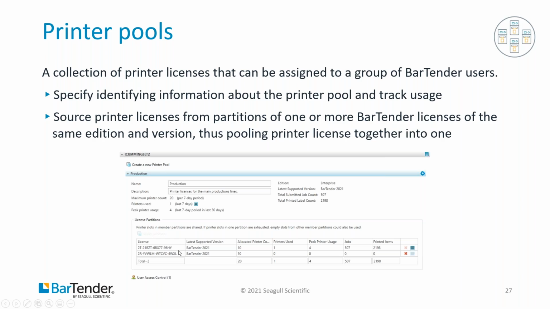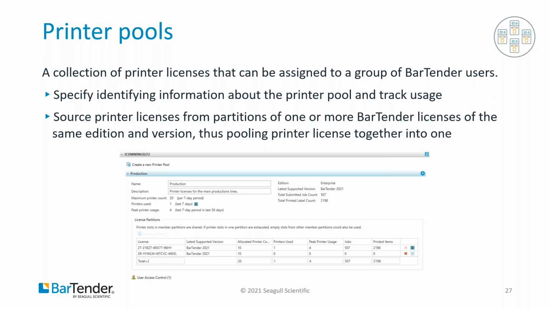So they're matching licenses, but for the printer pool, I'm taking printer licenses from both. So this allows you in effect to join together your printer licenses into one big printer pool, one big chunk of printer licenses. So for example, it could be the case that a customer may have merged more than one business together, and each of those business units had their own separate BarTender license.